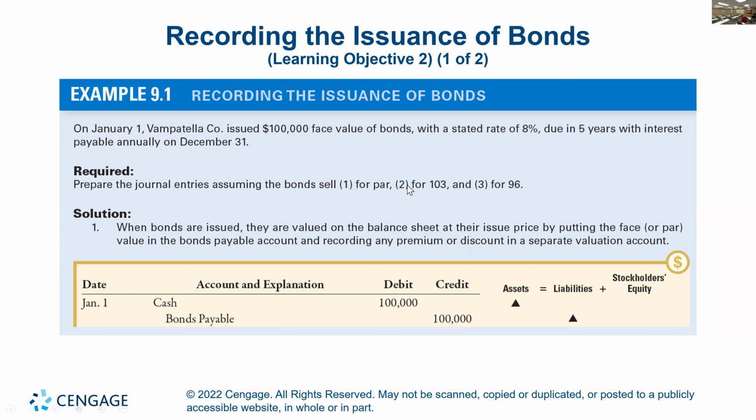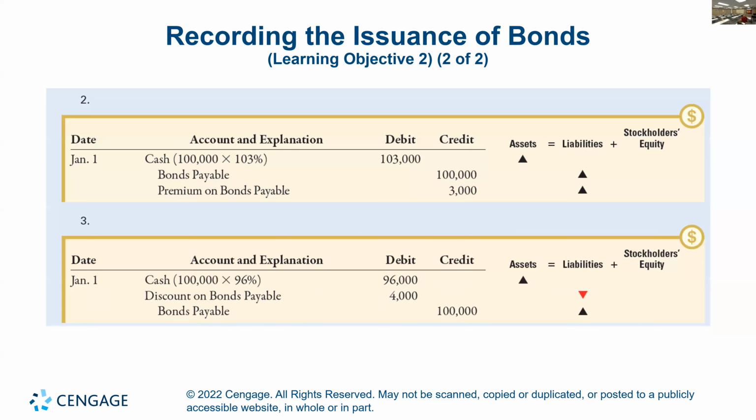For number 2, it says assume it's sold at 103. Okay, sometimes it's going to tell you they received $125,000 in cash. Okay, you need to realize when we receive more than the face value, that's a premium. Another way they might state it is they sell for 103. That means they're selling for 103% of their face value. Okay, so we have to take the 100,000, multiply it by 1.03, and that's how much cash we would receive. Okay, that's what's done here.